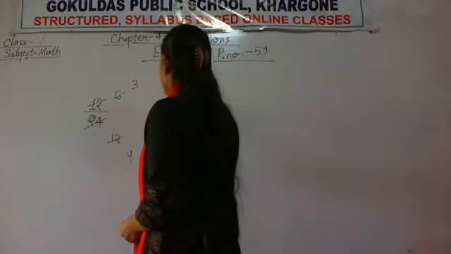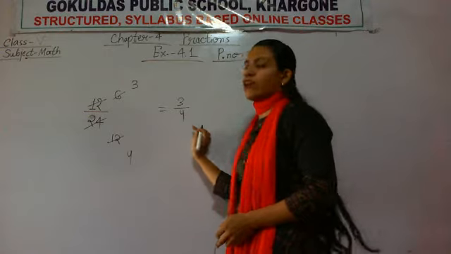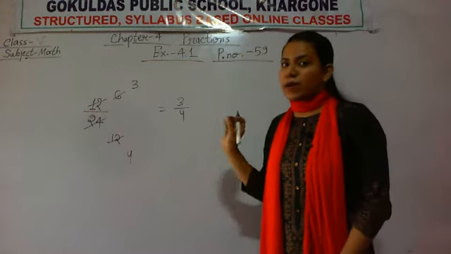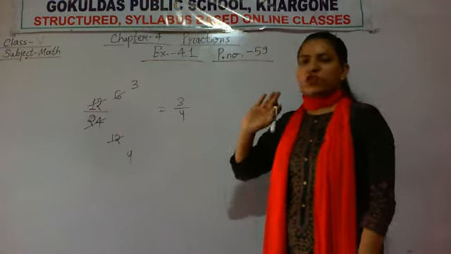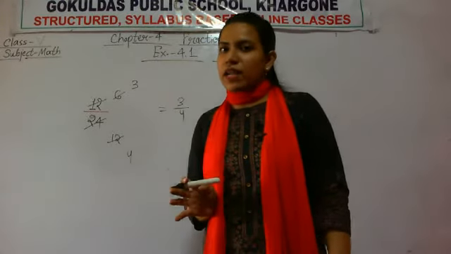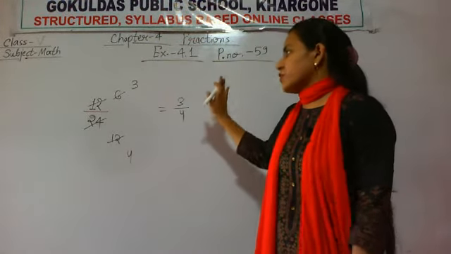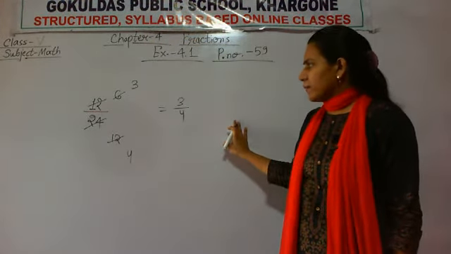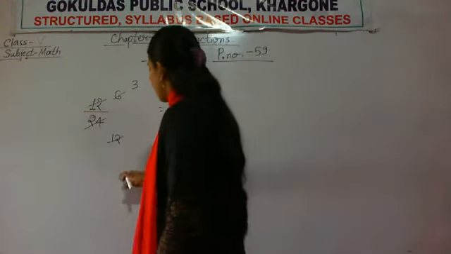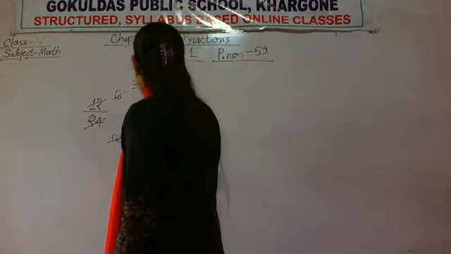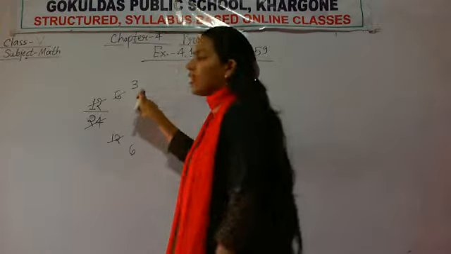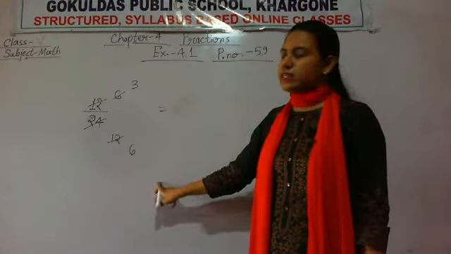Now 3 and 4 are not divisible by a common number, so we will stop our division process over here. Sorry, 2 6s are 12. Now our new numbers are 3 and 6, right?